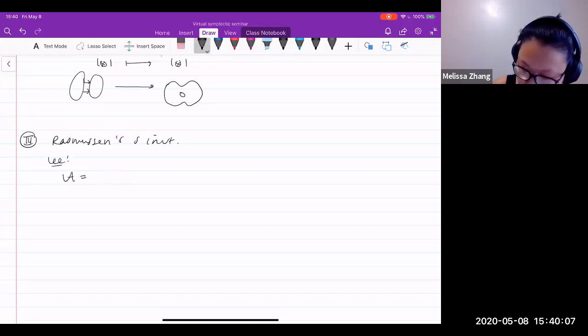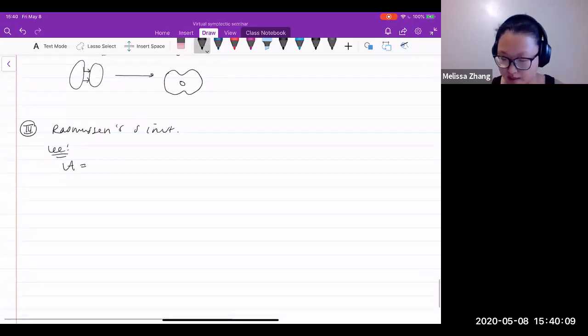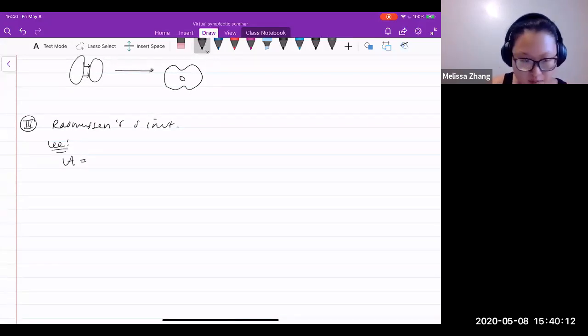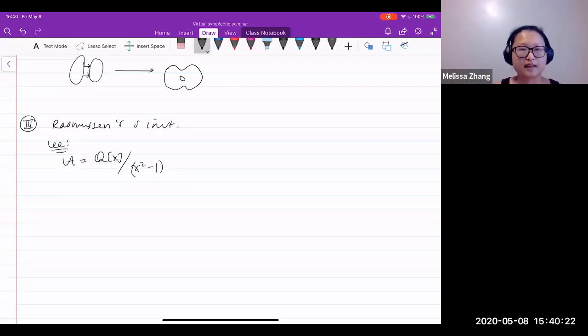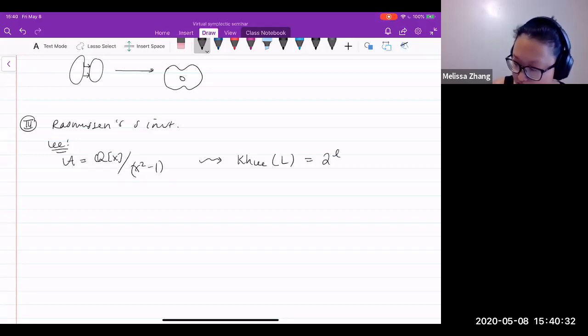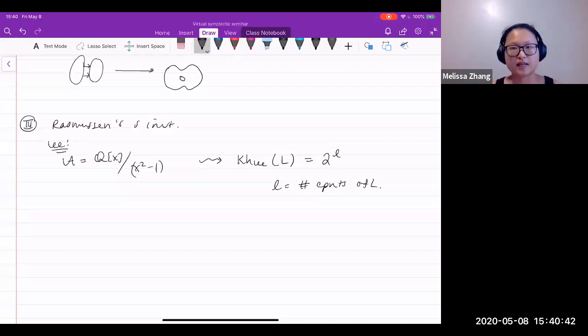So by work of Lee, she perturbed, just like the Bar-Natan perturbation, but over a characteristic 0 field, the original Khovanov complex. So you have Q adjoint X and then X squared minus 1. If you stare at this for a while, you can figure out exactly how to multiply and co-multiply. And what you end up with is that the Lee homology of any link is just going to be 2 to the L dimensional. And again, L is the number of components of the link. But that means that there are these canonical generators at the end.